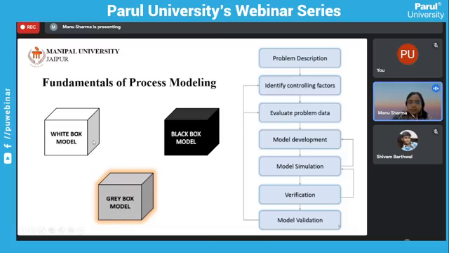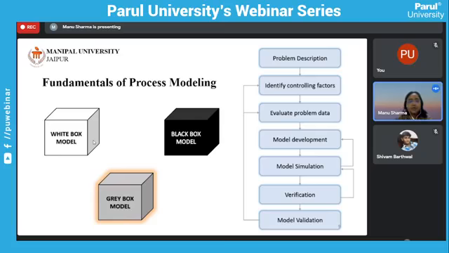White box model means everything is transparent, we know everything about the system. Black box model means we do not know anything about the system, we just have a set of experimental data, and based on that experimental data we have to generate our model. That we often do in curve fitting. We just have the set of experimental data and we fit that curve to predict the behavior of that process, right? So that is a black box model.